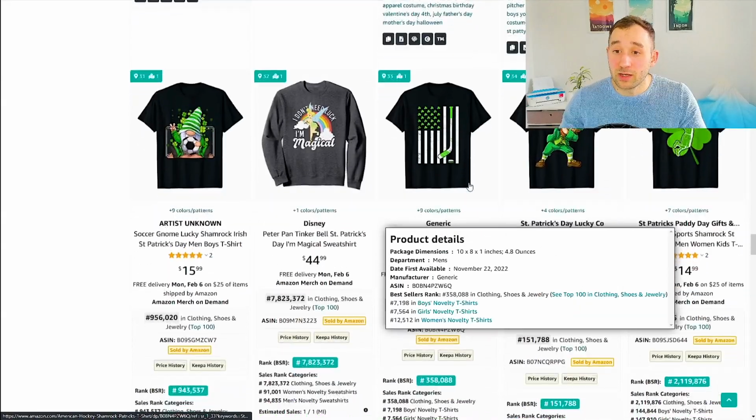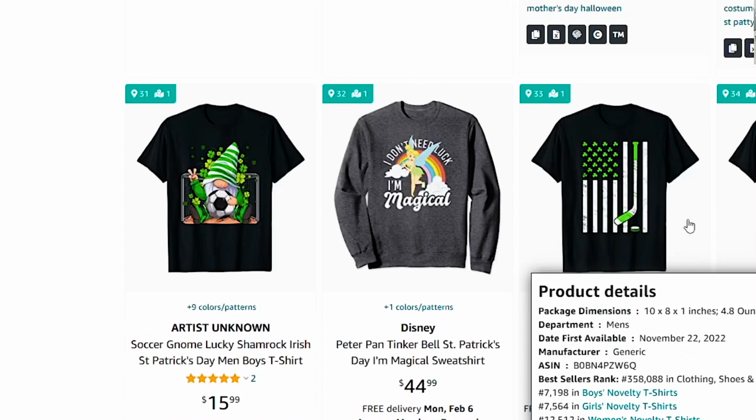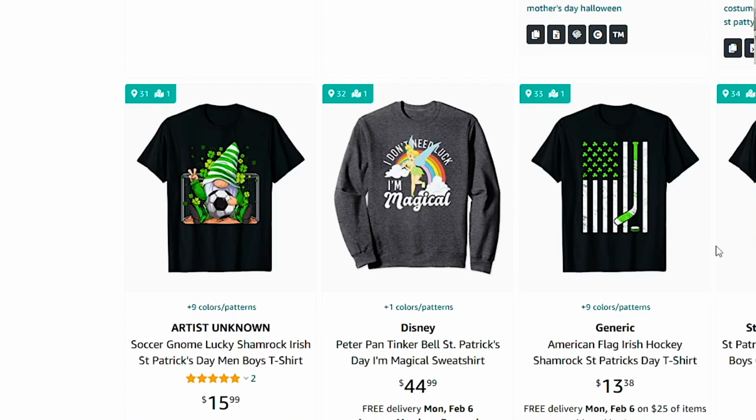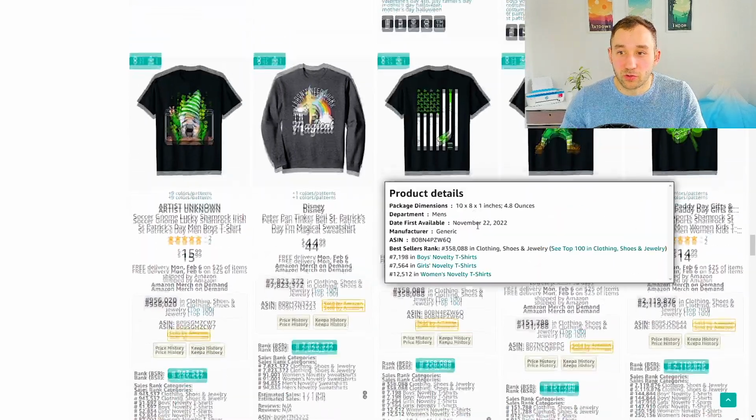We've got hockey, and I think this design is once again a great example of what you could do. An American flag that has shamrocks instead of the stars already looks really cool, and then mixing it with a sport is definitely a great design concept that's fairly easy to create and can definitely stand out in search results because it looks quite unique.